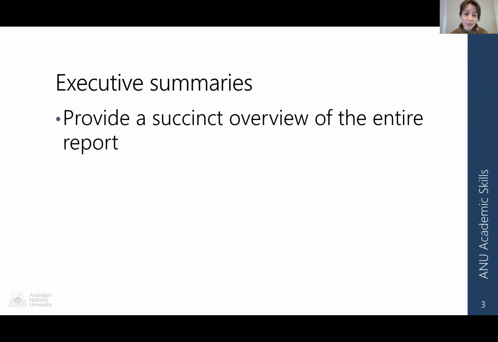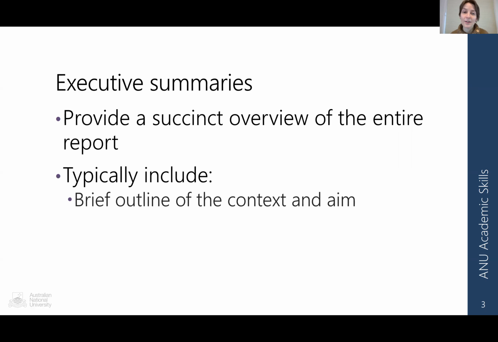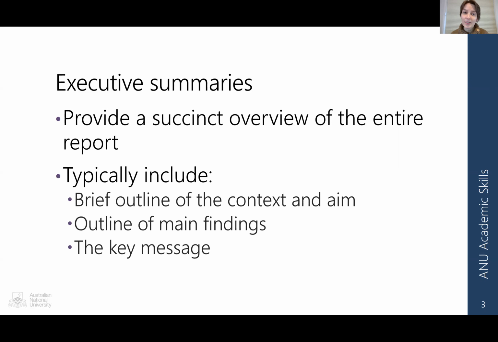So typically, executive summaries include a brief outline of the context and the aim of the report, an outline of the main findings, the key message, and your recommendations. The key message could be your recommendations about what are the solutions to improve the business performance, for example.